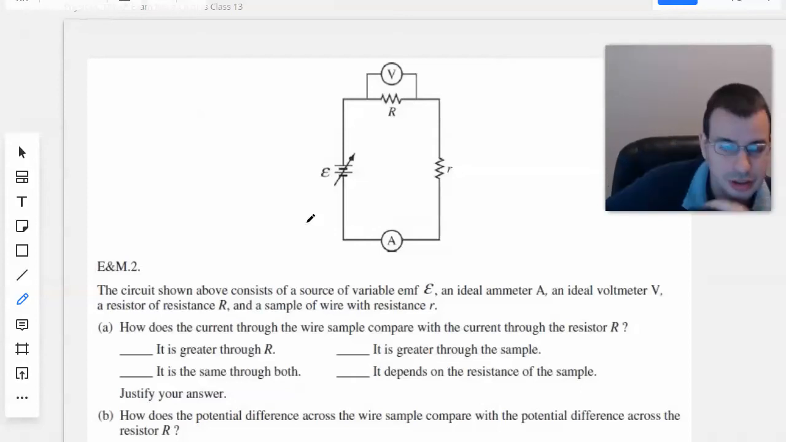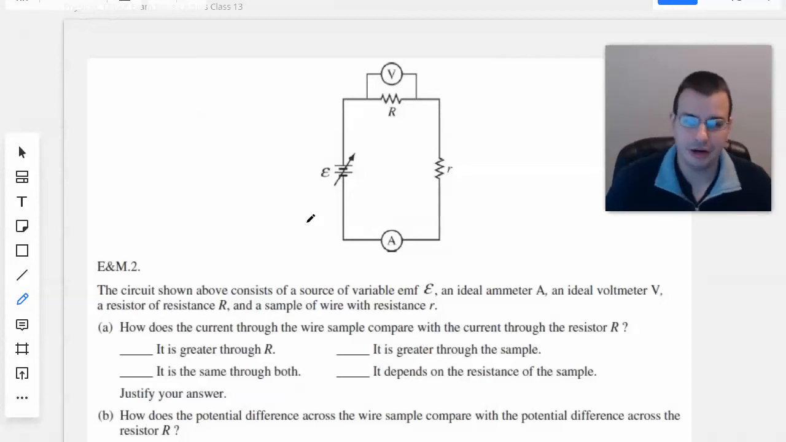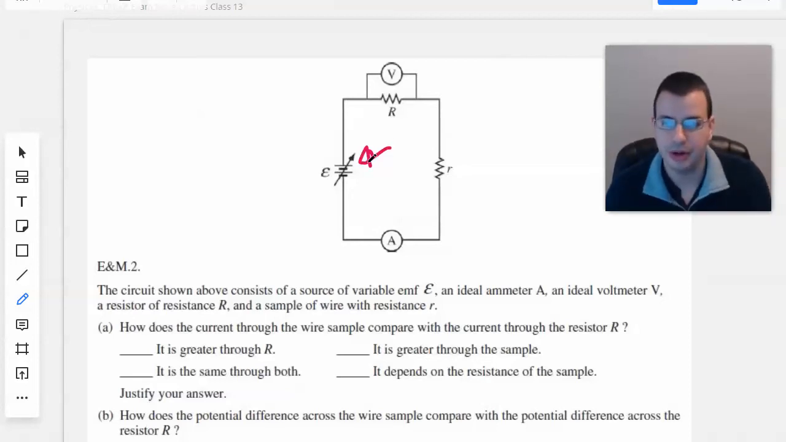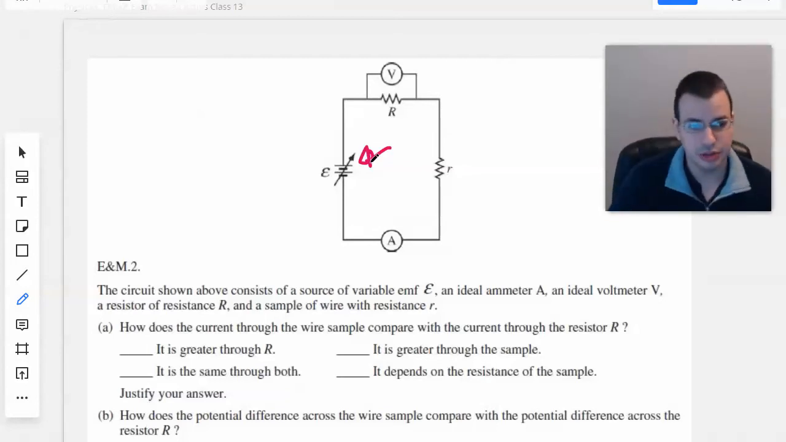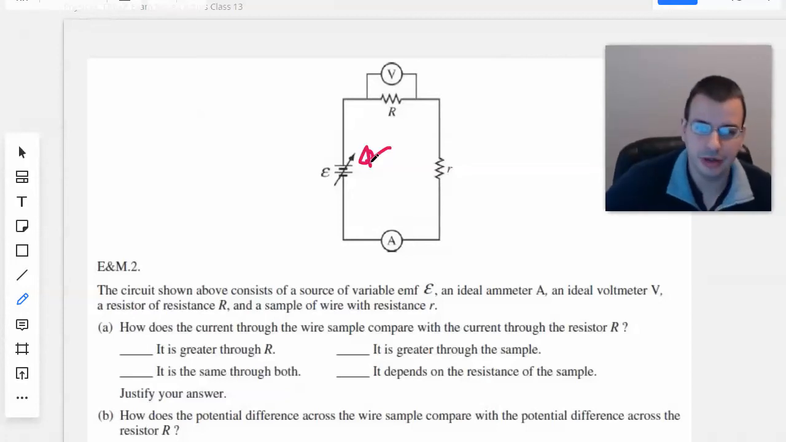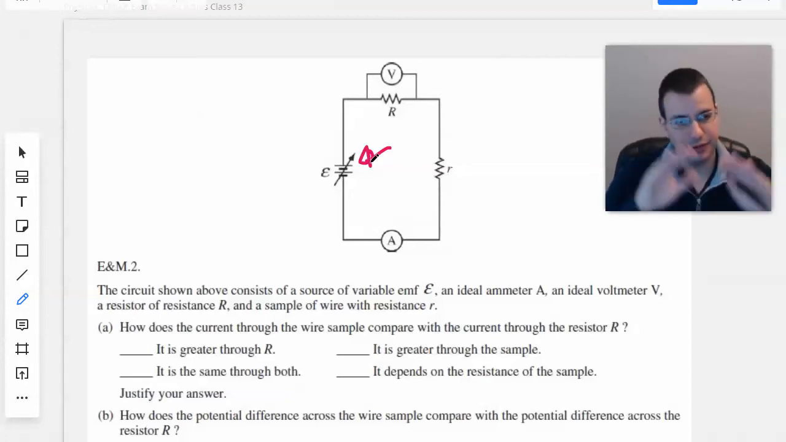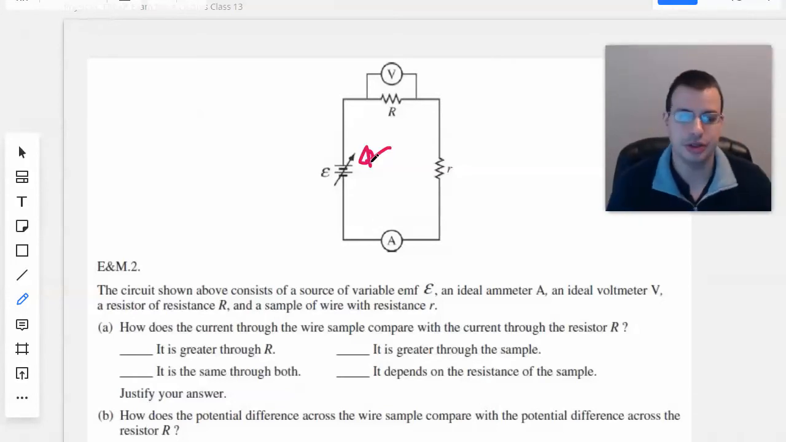So we have a circuit, as shown above, which consists of a source of variable EMF, electromotive force, a battery, and that little arrow right there, that means variable. It's like a dial that you can turn. An ideal ammeter, meaning that it has zero internal resistance. An ideal voltmeter, which means it has infinite internal resistance, meaning it has zero current flowing through it.